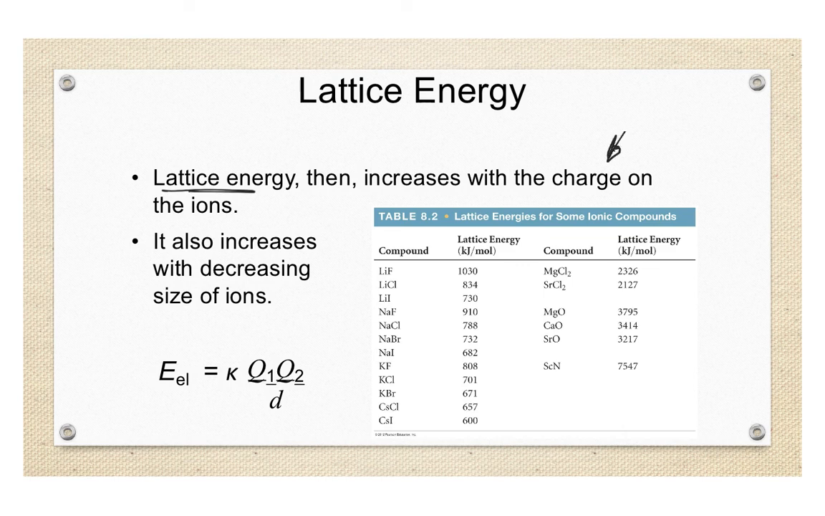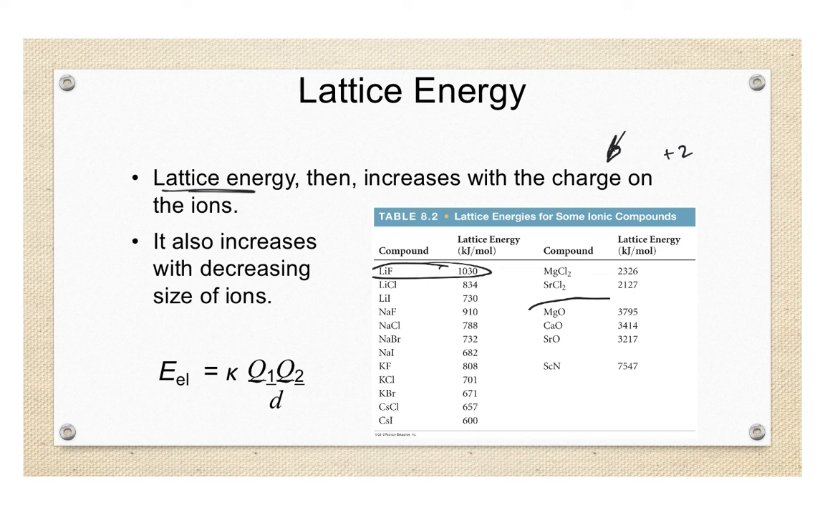If I have a plus 1 ion and a minus 1 ion, you're going to have some lattice energy. But if you have a plus 2 and a minus 2, you're going to have a lot more lattice energy. We can see that illustrated over here. For example, magnesium oxide, with plus 2 and minus 2, has a lattice energy of 3795 kilojoules per mole, whereas something with only a plus 1 and a minus 1, like lithium fluoride, is about a fourth of that.